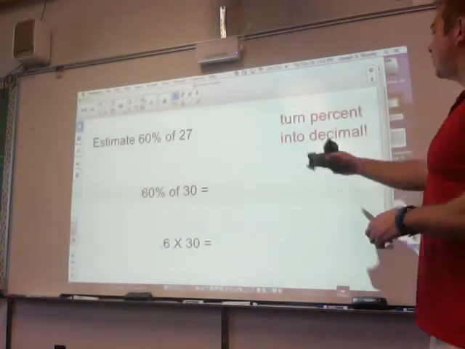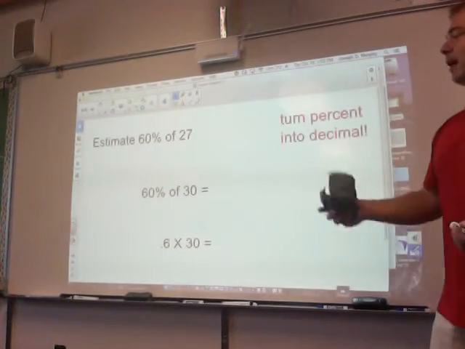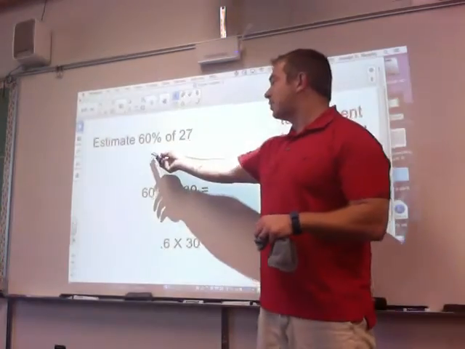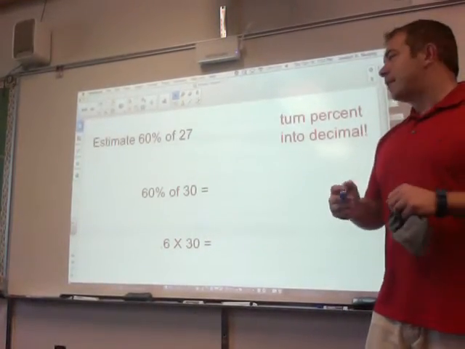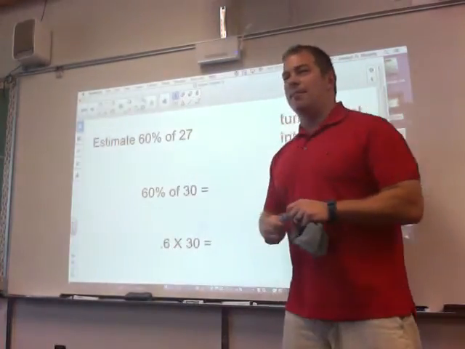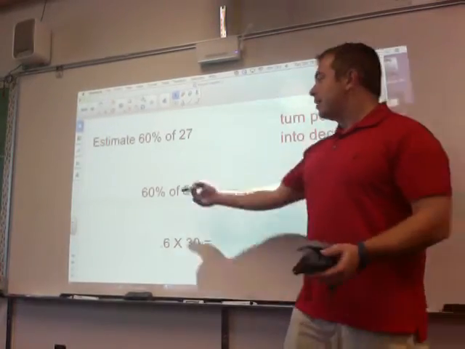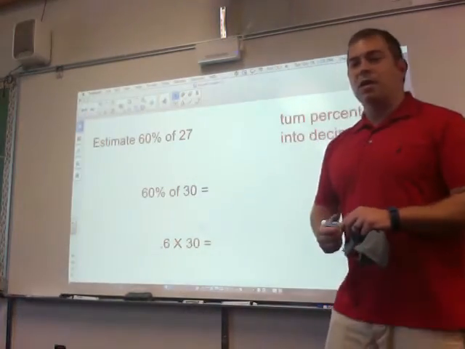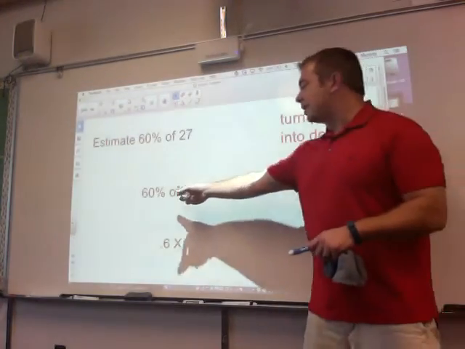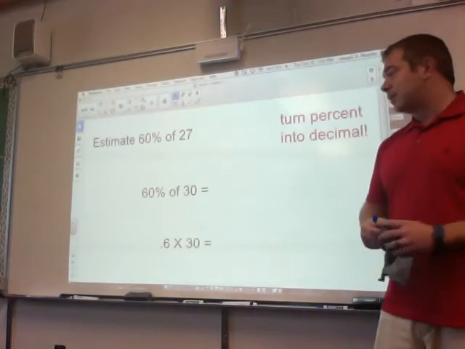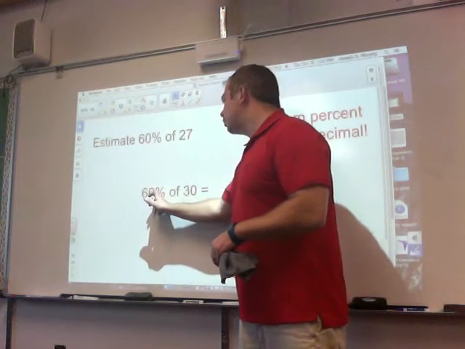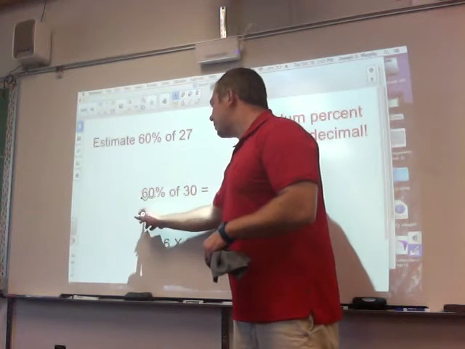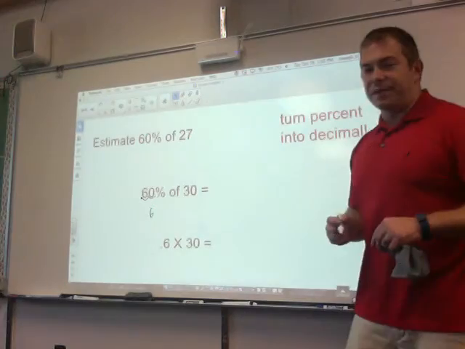This time we're going to turn a percent into a decimal to help us estimate. So we have to do 60% of 27. So, Joe Madison, 27 is close to what number? 30. And 60% is already a nice number. So I'm going to turn my percent into a decimal. If you recall from a couple of lessons ago, turning a percent into a decimal, we just swoop over to the left, so that becomes 0.6, and I already have it down there.